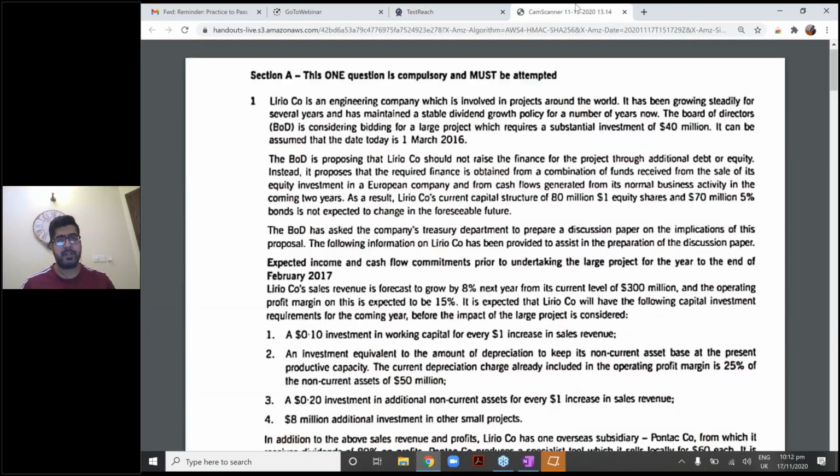So Lirio is an engineering company which is involved in projects around the world. It has been growing steadily for several years, has maintained a stable dividend growth policy for a number of years. The board of directors is considering bidding for a large project which requires a substantial investment of $40 million. Today's date is 1st March.